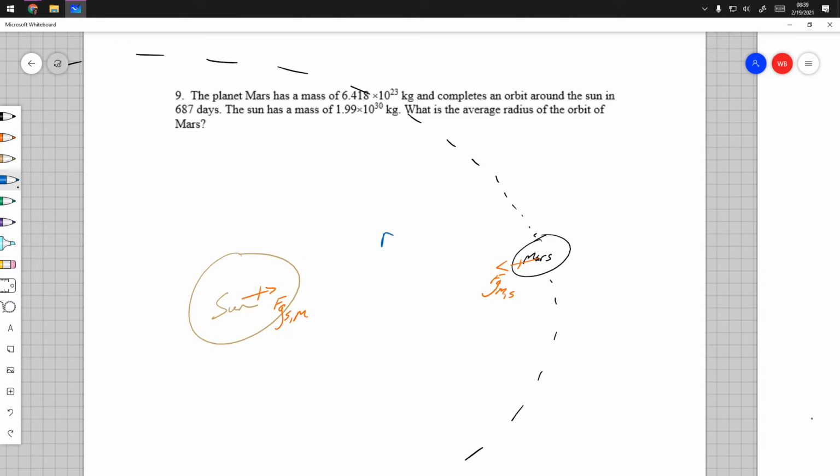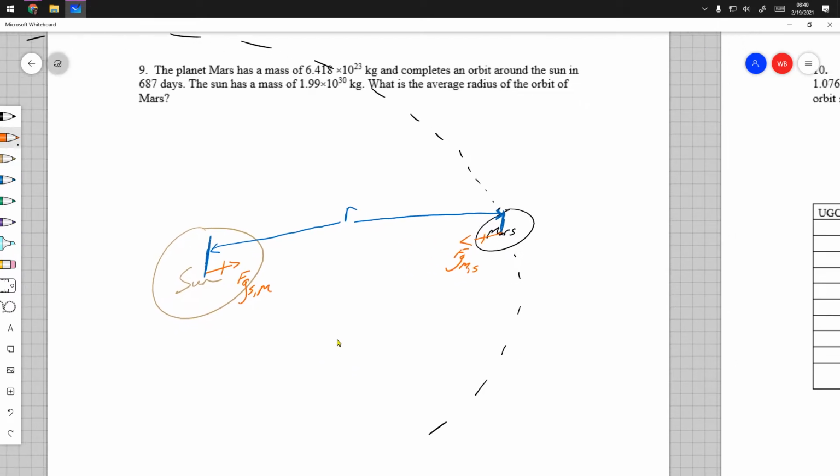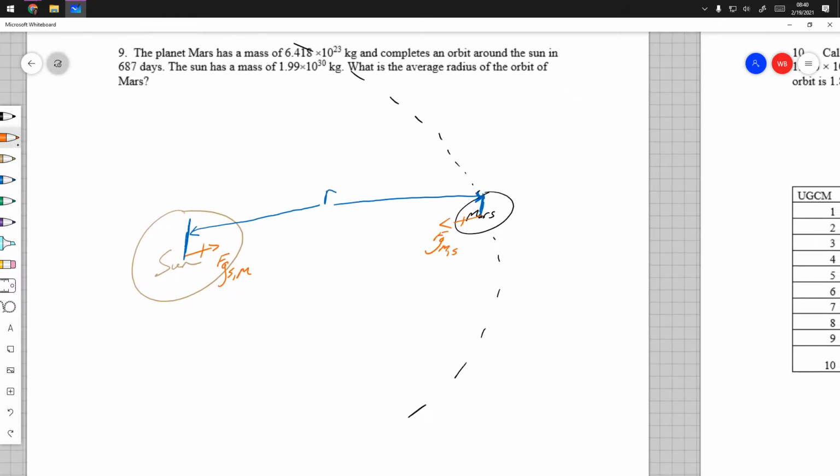Now, the radius is the distance between the center of mass of one object and the center of mass of the other. The center of mass is outside the scope of this course, but we're just thinking of the geometric center of each of them, which is actually a pretty good approximation, especially in this case. So we're looking for that radius. What am I going to do? I'm going to make one of these things my system and sum up the forces to see what's going on. Which thing am I going to make my system? It doesn't matter. I'm going to make Mars my system.